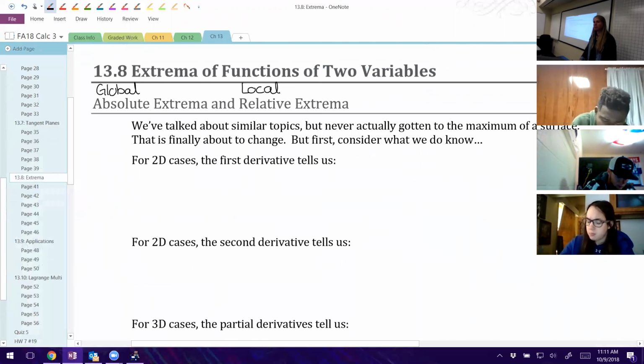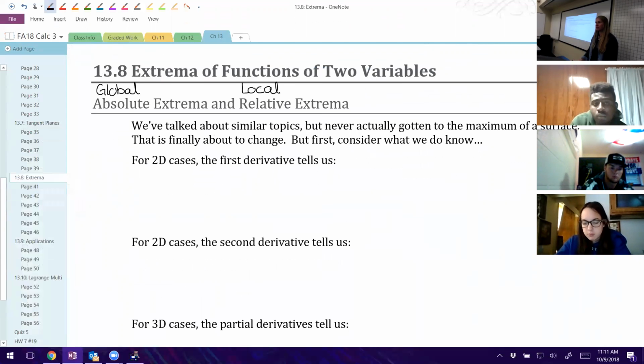Are they the same thing? Is an absolute minimum the same thing as a relative minimum? Are those just synonyms, or do they mean different things? Absolutely different. Yeah, they're a little different. Absolute's the whole thing.